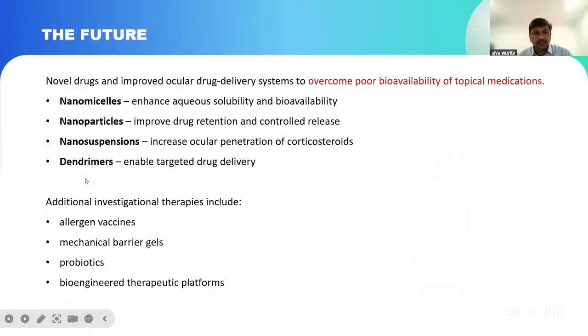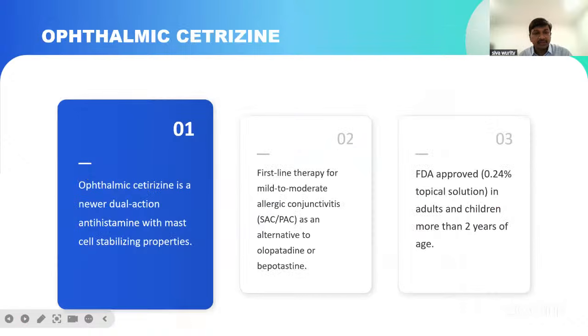Then this is the latest one that has come up, the ophthalmic cetirizine. After lifitegrast, this is the one that is making a lot of buzz, because cetirizine was always thought to be very good as an oral anti-allergic antihistaminic. This is the ophthalmic cetirizine, a newer dual-action antihistamine with mast cell stabilizing properties. It is advised for mild to moderate seasonal allergic conjunctivitis and perennial allergic conjunctivitis as an alternative to olopatadine and Pazeo.